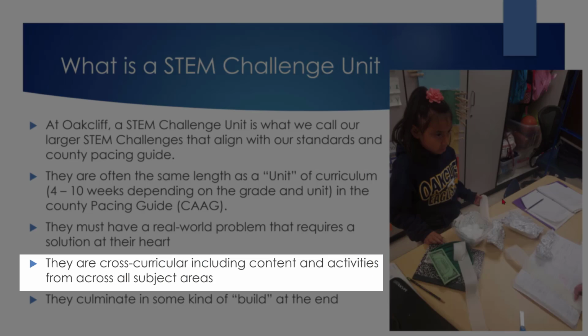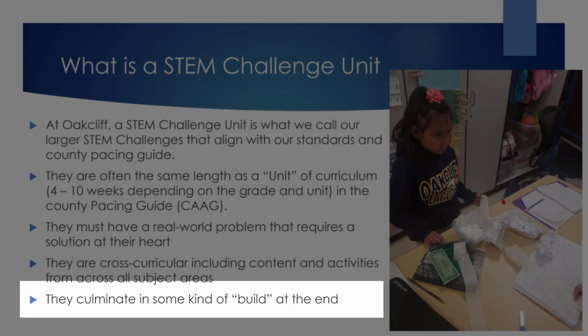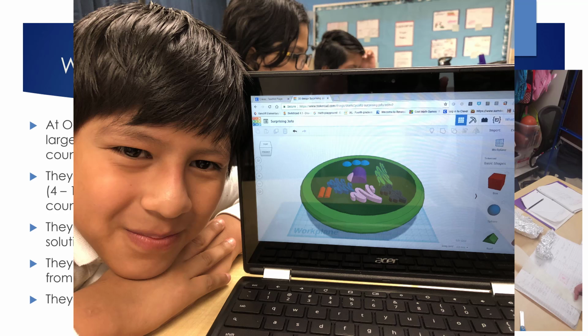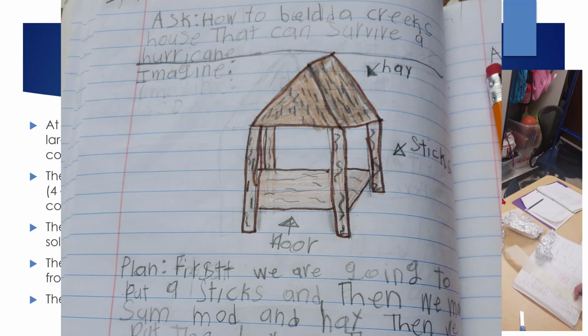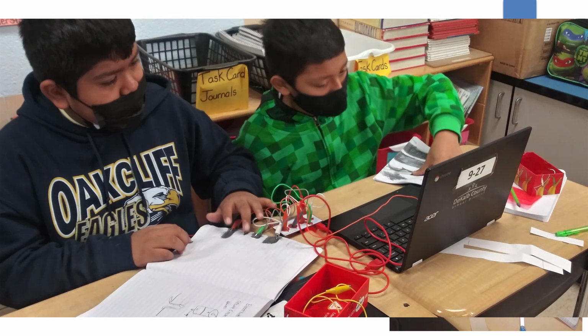STEM challenge units also must be cross-curricular and must include content and activities from all 4 subject areas. They also must culminate in some kind of a "build," and I put that in quotation marks because a build does not necessarily mean a physical project. A build could be a website. A build could be an animated video. A build could be a game or an app that they design. So oftentimes it is an actual physical prototype of whatever their invention is, but it can be something that's digital or even something like a bulletin board that's interactive in the classroom or something like that.